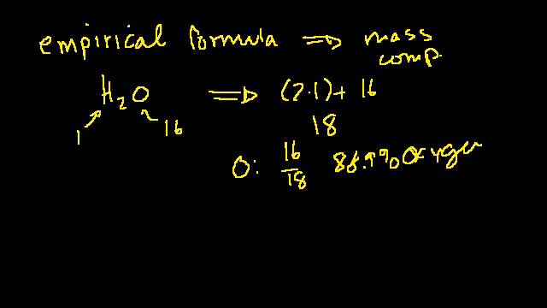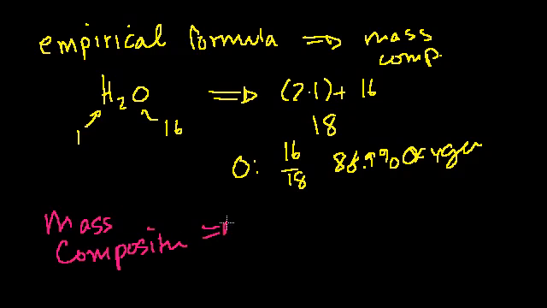So now let's see if we can go the other way. Let's see if we could start with mass composition, the percent composition of the different elements, and then go to empirical formula. I think in the first video I made I spelled empirical wrong, which is good reason for me not to do spelling videos. It's spelled with an I. Empirical formula.